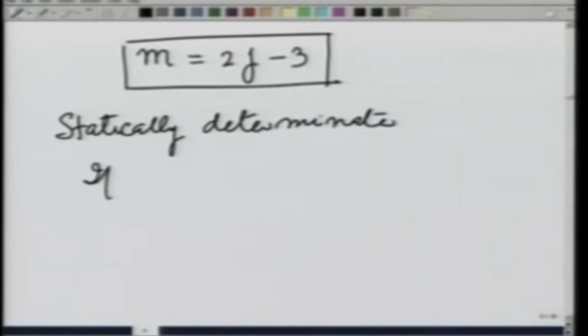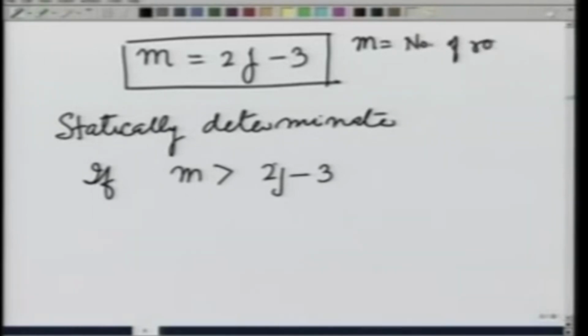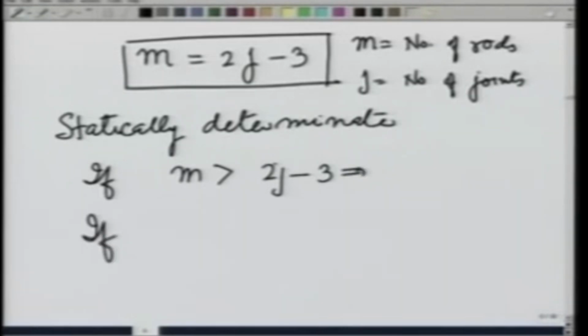If m is larger than 2j minus 3, where j is the number of joints and m is the number of members, let me write it here, m is equal to the number of these rods, let us say, and j is the number of joints, then the system becomes statically indeterminate. I have provided more constraints than are needed. So this is statically indeterminate.